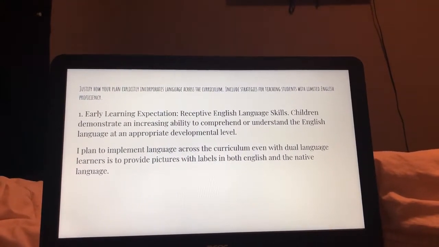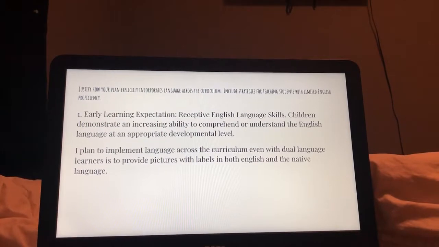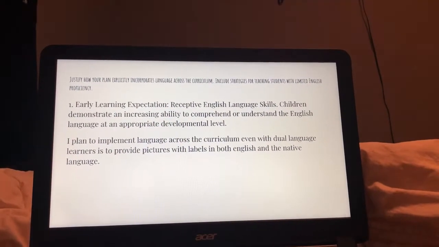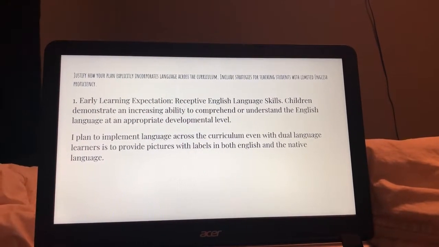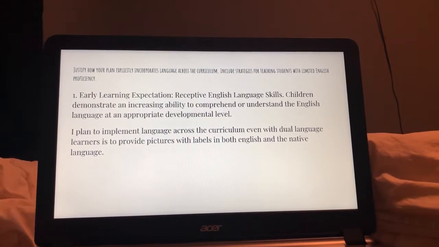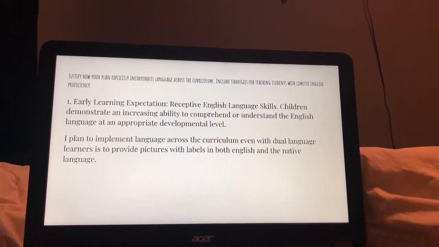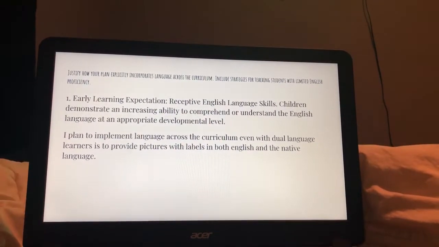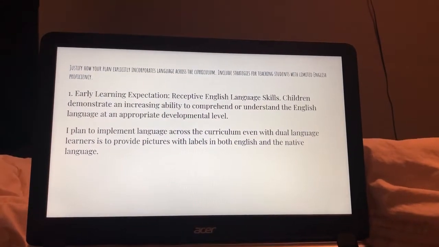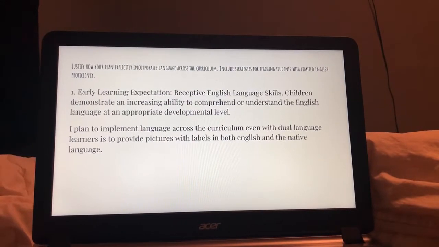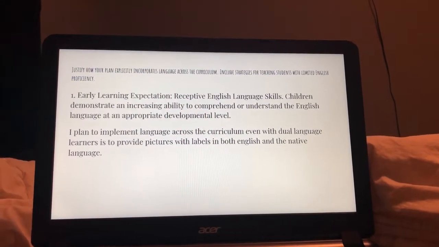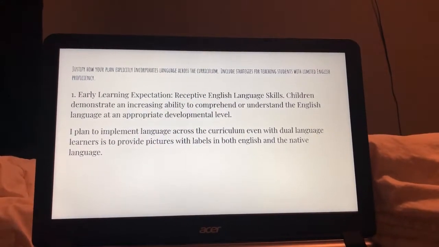Next, explain how your plan incorporates language across the curriculum and includes strategies for teaching students with limited language proficiency. Another standard is receptive English language skills. Children demonstrate an increasing ability to comprehend or understand the English language at an appropriate developmental level. I plan to implement language across the curriculum, even with dual language learners, by providing pictures with labels in both English and the native language.